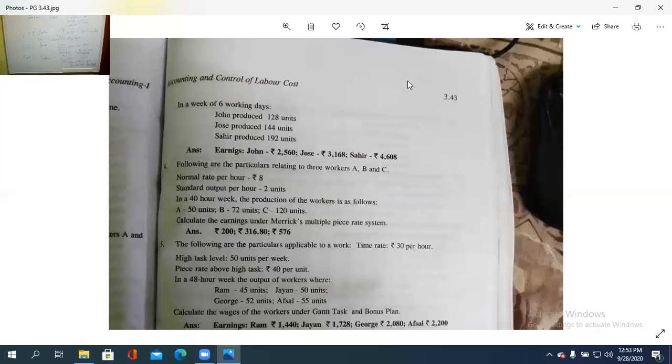Under that, up to 83%, see, 80%, how much is it? Normal piece rate multiplied with the actual production. That is 2560 we received. Then for Jaws, what is the criteria? We got 90% efficiency, so in such a case, above 83 to 100, that is 110%.